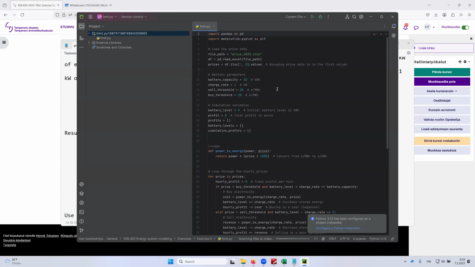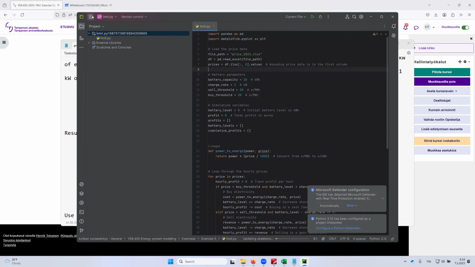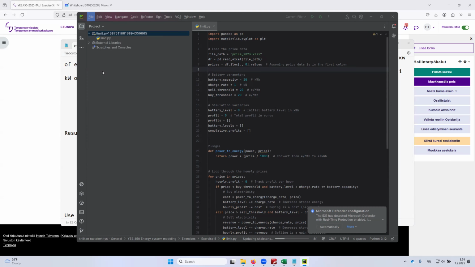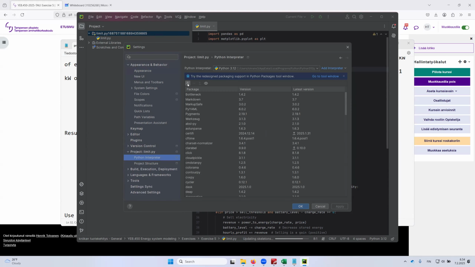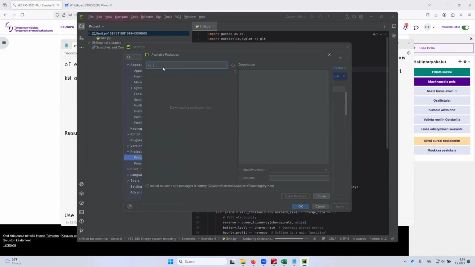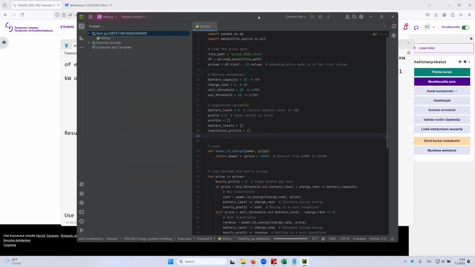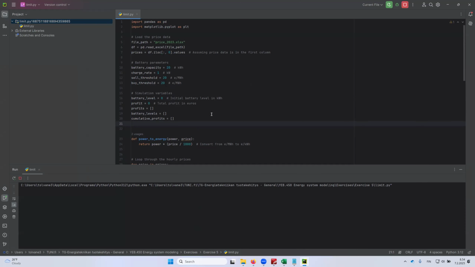And remember, again, if you have to install these libraries, you can do it from here. So you have the file settings. Then you have project, Python interpreter. You press plus and you write, for example, pandas in here. And then you install the package. I have these pre-installed already. So let's go ahead and see what happens if I run the code.